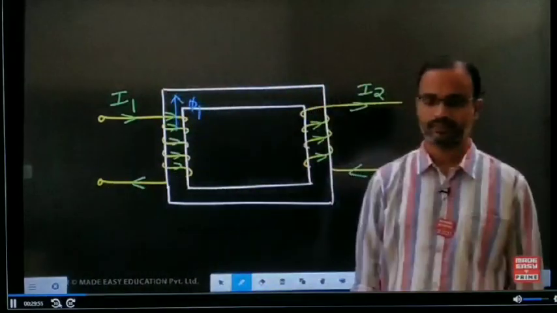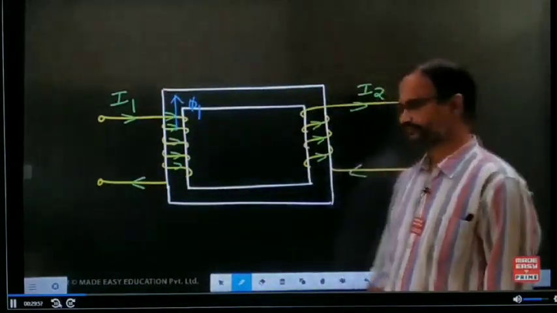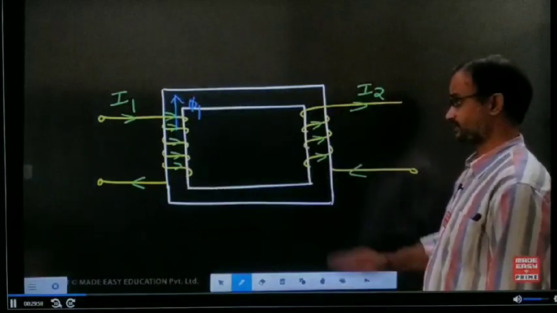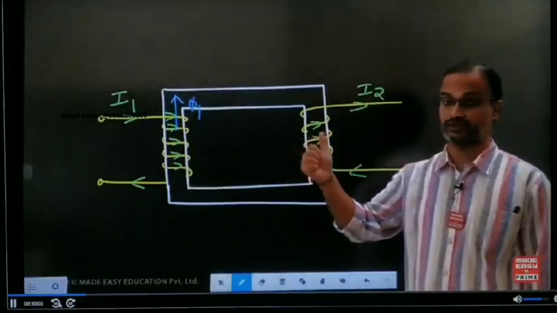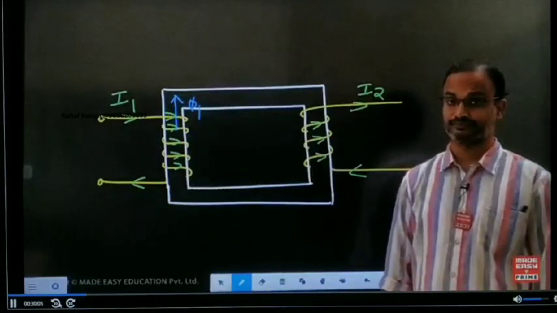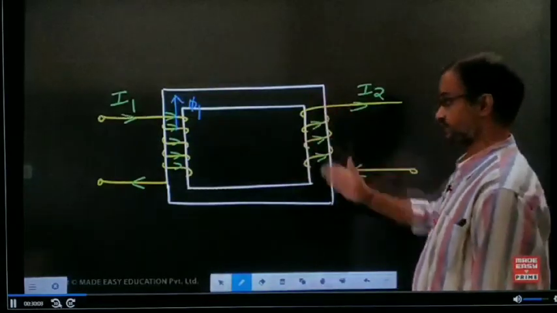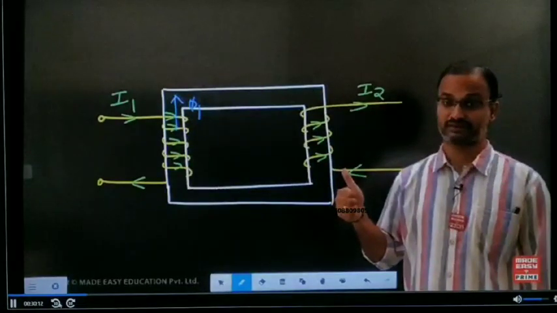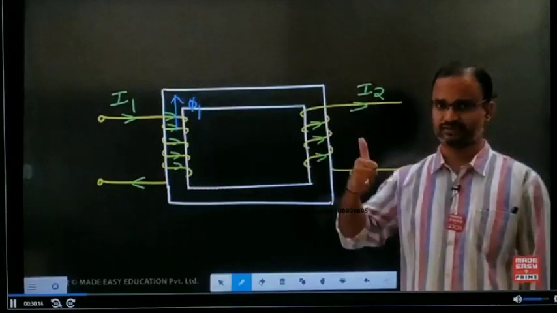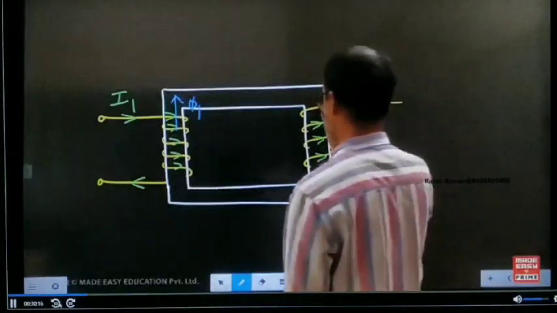Now come to the second inductor. Again, with respect to the front view, all these arrow mark directions and the four-finger direction are the same. Then the thumb indicates the direction of flux. Is the direction of flux downwards or upwards? Upwards.